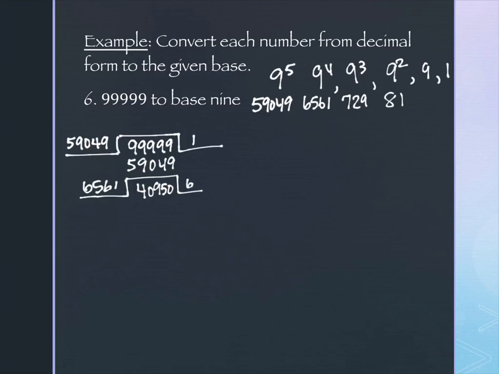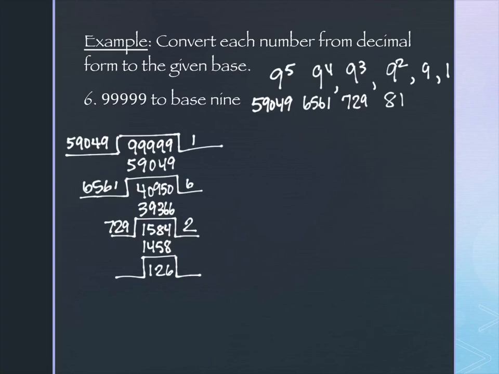How many times will 6561 go into this? All right, what is 6 times 6561? Say again louder for me. 39,366. If I subtract, what do we get? 1584. Okay. What do I divide by next? 729. It goes in twice. What is 2 times 729? 1458. And if I subtract, I have 126.